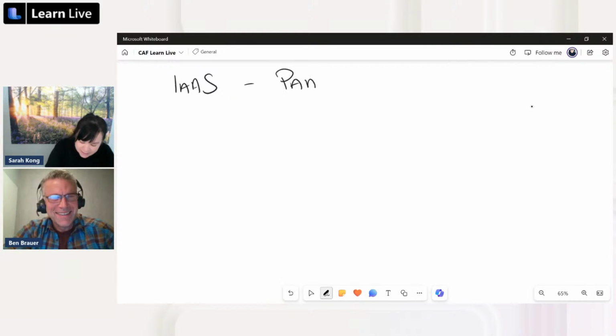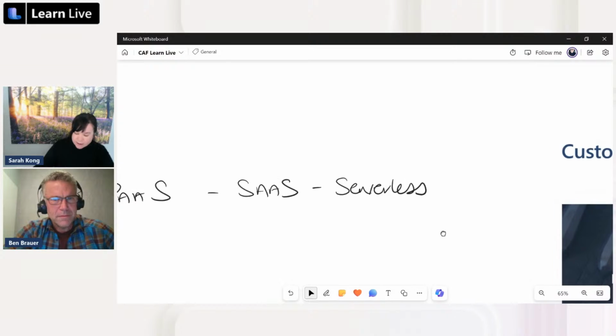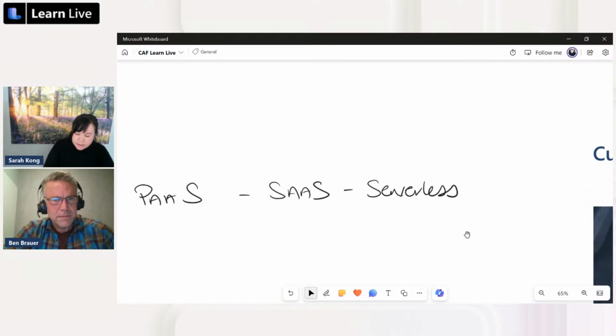We've got PaaS, and then we've got our SaaS. But the other one that we also talk about is serverless, which I like to think about as the evolution of compute workloads. Let me talk about serverless for a second here. If we think about where it started, back in the 60s or whatever, it started with mainframes, right?